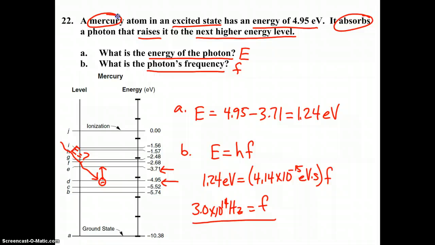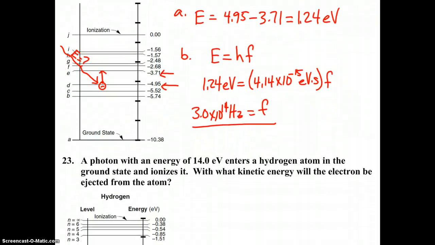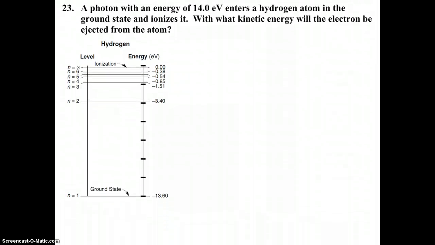Alrighty. In 23, let's take a look at that. We read, a photon with an energy of 14.0 electron volts enters a hydrogen atom, tells us which diagram we're looking at, in the ground state, and ionizes it. There's another key word. With what kinetic energy, okay, of course that's KE, will the electron be ejected from the atom?